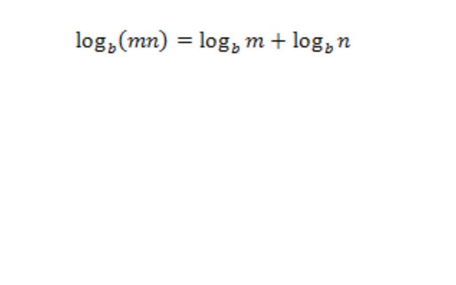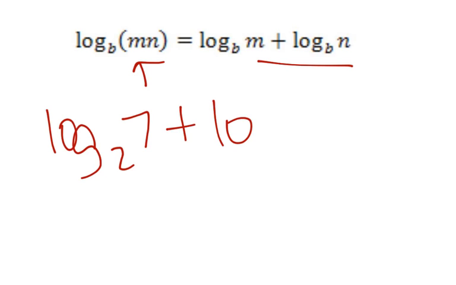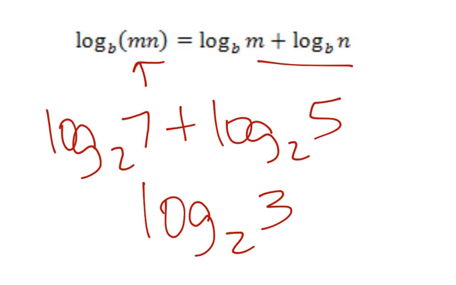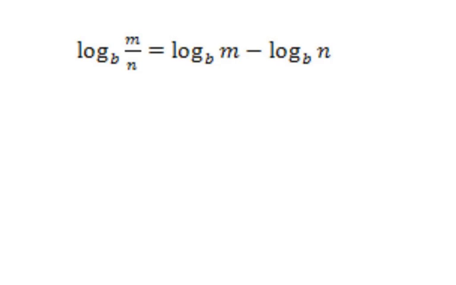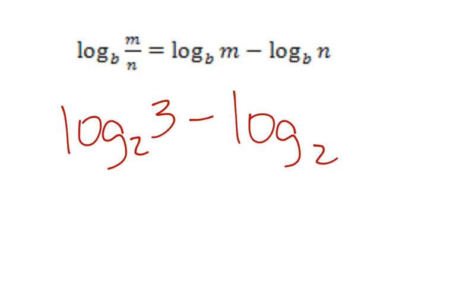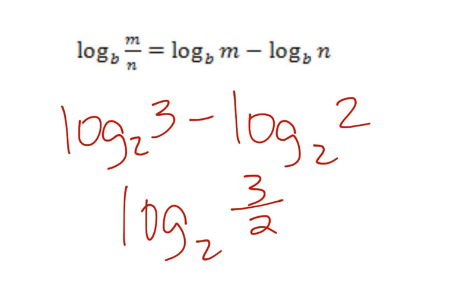A reminder of our properties from day 1 is addition becomes multiplication. So log base 2 of 7 plus log base 2 of 5 would become log base 2 of 35, 7 times 5. Remember that subtraction becomes a fraction. So log base 2 of 3 minus log base 2 of 2 would become log base 2 of 3 over 2, or 1.5.